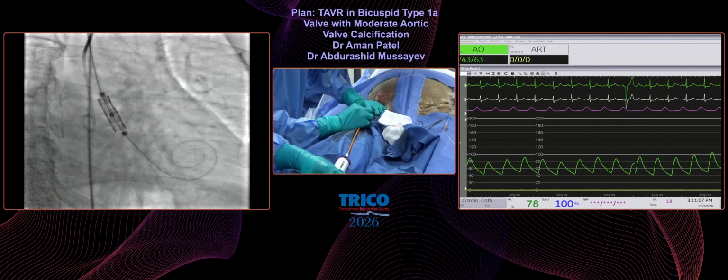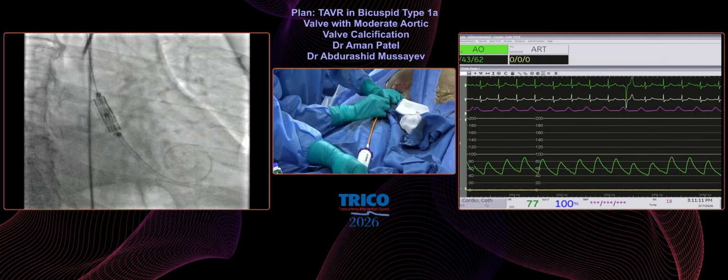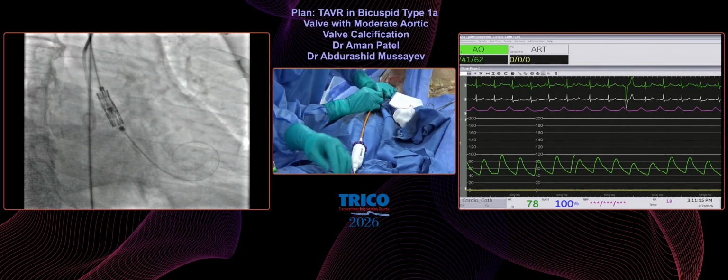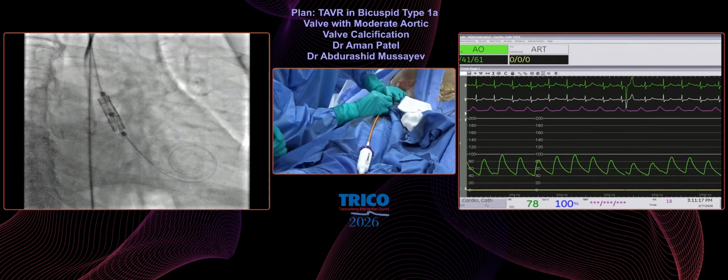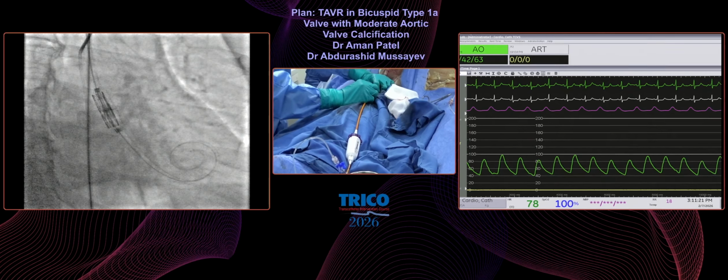Wait. So now we can stop discussion for 5 minutes till the valve is deployed. Pull back a little bit. Good. Pace connected. And now I think we could do one angio.